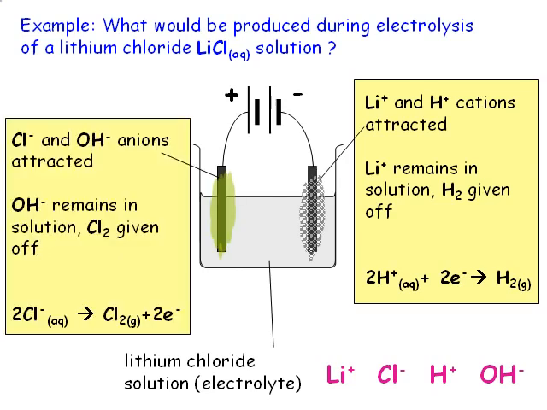The Cl- and OH- ions will both get attracted to the positive electrode. Because chloride ions are present, according to our rule, they will lose electrons and form molecules of the element chlorine, while the hydroxide ions stay in the solution.